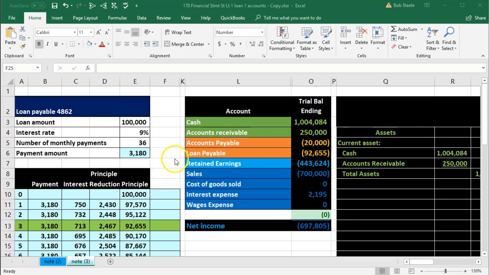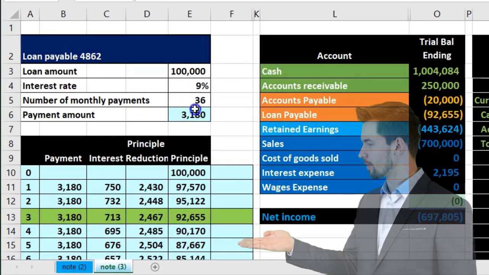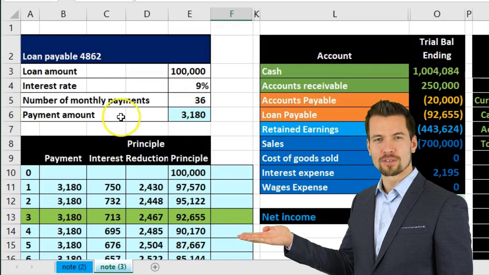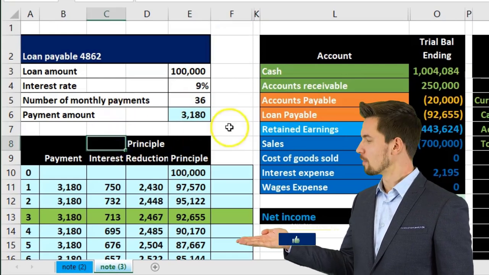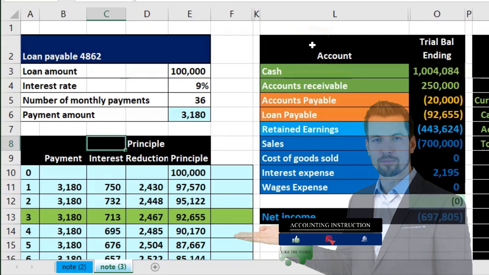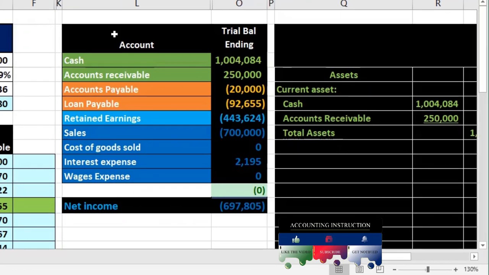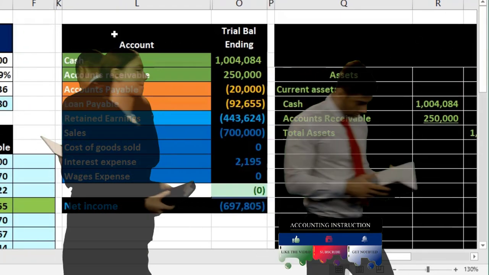Of the loan or notes payable will be broken out. We've got our loan information on the left with the terms and the amortization table. We've got our trial balance. This is just going to be a quick trial balance to give us an idea of how it would look in terms of a trial balance and how we can convert that then to financial statements.